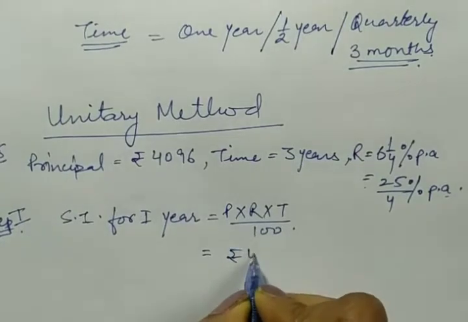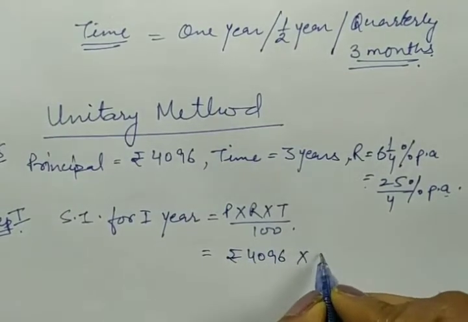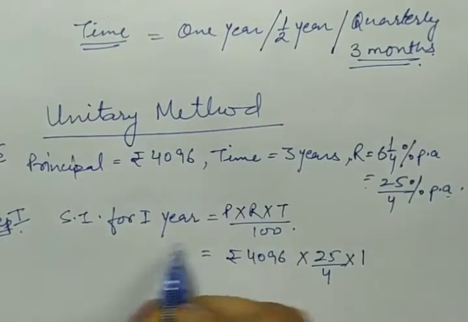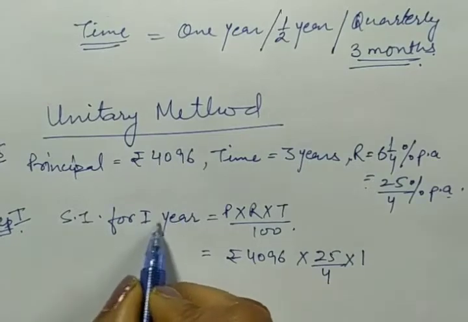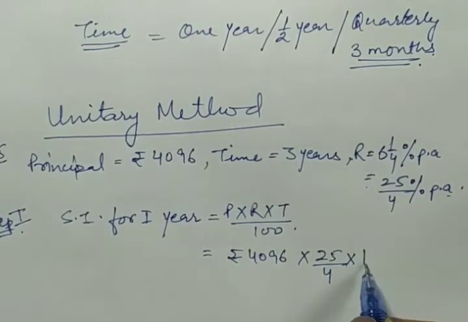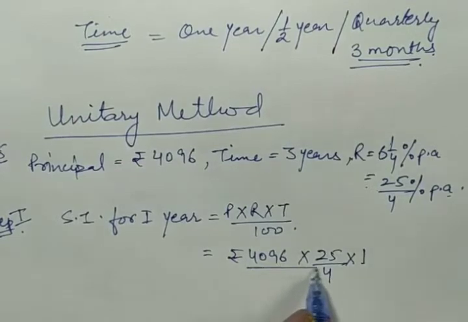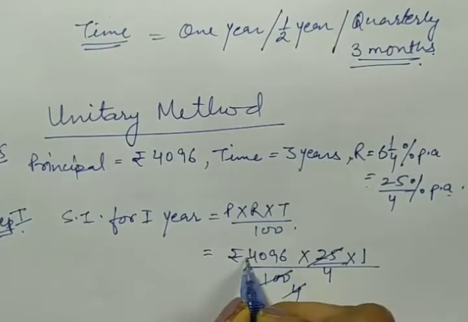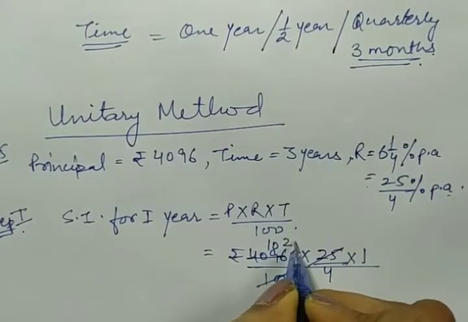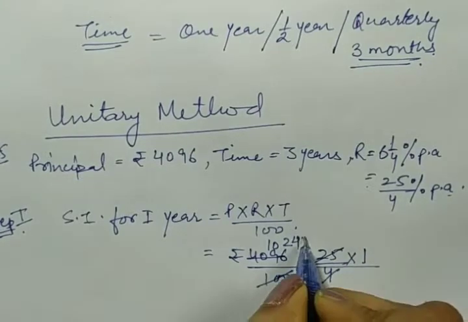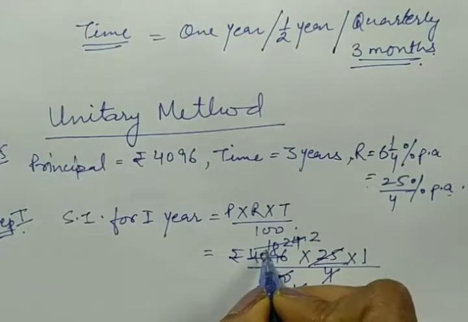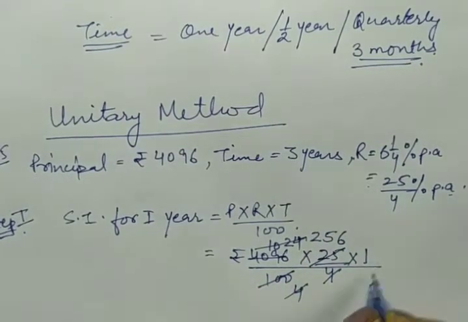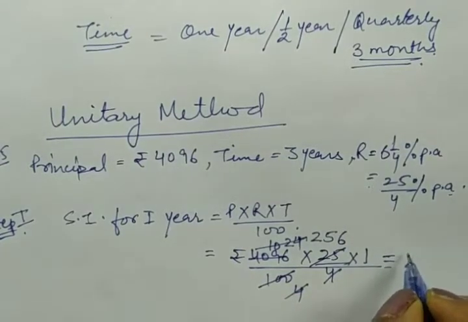Principal is rupees 4096, rate of interest is 25/4 and time is 1 year, as we are finding simple interest for first year only. So the time period will be 1 year only, divided by 100. 25 4s are 100, 4 1s are 4, 4 2s are 8, 4 4s are 16. It is divisible by 4. 4 2s are 8, 4 5s are 20 and 4 6s are 24. So the simple interest is rupees 256.